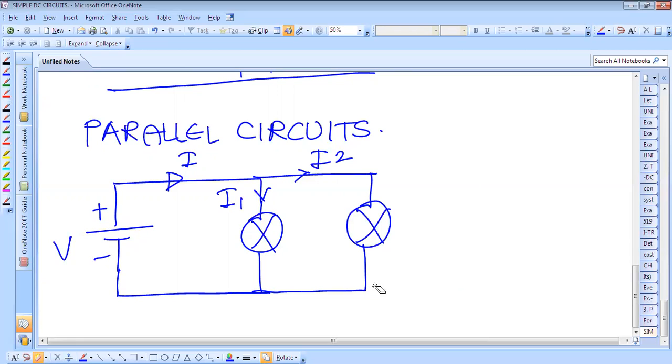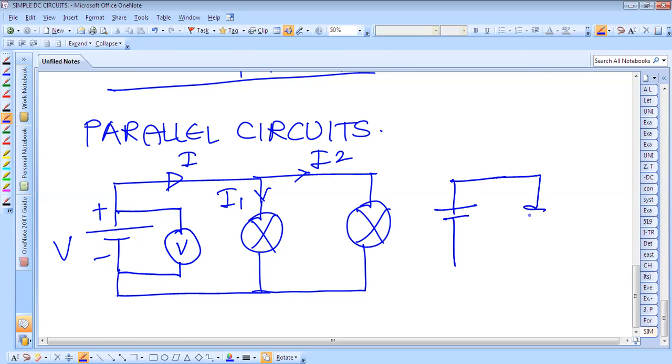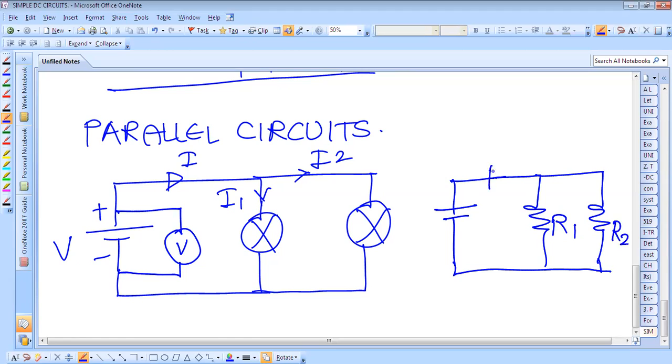So now we will consider the two-lamp circuit which is connected in parallel. Suppose we have to measure the voltage across this, we require the voltmeter. This is the voltmeter which will measure how much the voltage is. And if you have to measure the voltage across this also, we require another voltmeter. Suppose this circuit can also be shown like this. A lamp is nothing but having some resistor, and therefore this is R1, this is R2. This is the total current of the circuit.